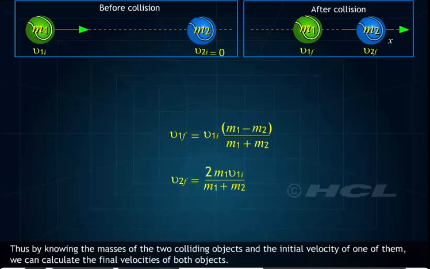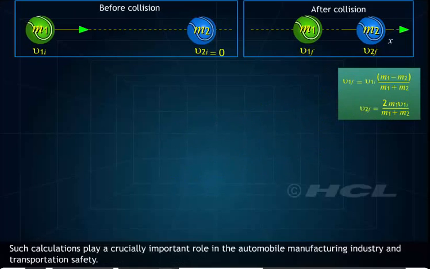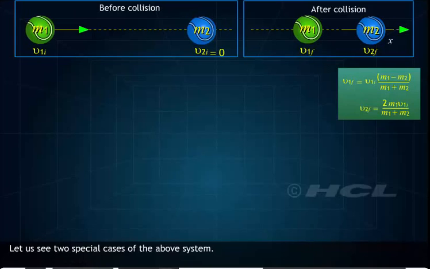Thus, by knowing the masses of the two colliding objects and the initial velocity of one of them, we can calculate the final velocities of both objects. Such calculations play a crucially important role in the automobile manufacturing industry and transportation safety. Let us see two special cases of the above system.